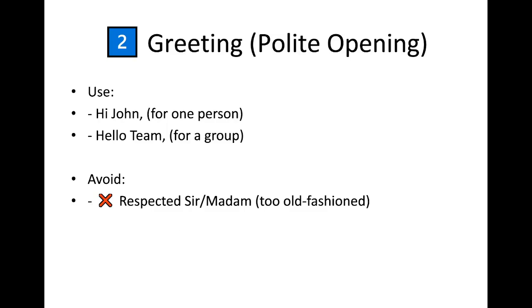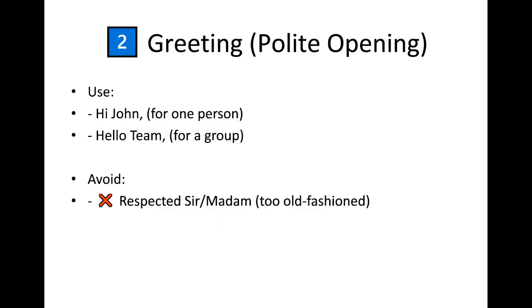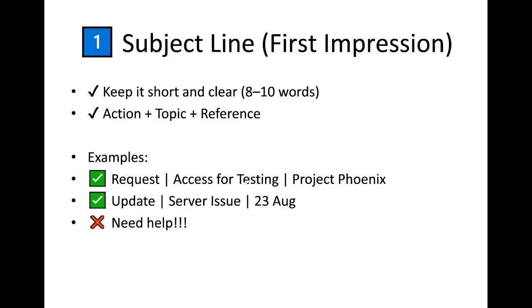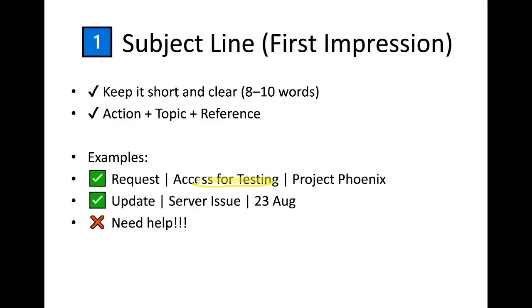Second, you can mention the topic, for example, access for testing. This is the topic. For the reference, you can just mention something like Project Phonics, which means the project you are raising the request for testing on. Just mention it in a simple and concise way.